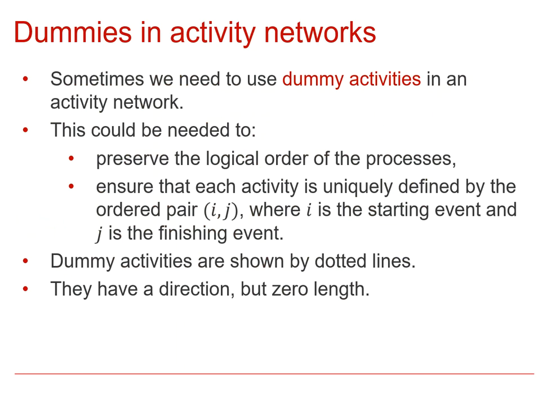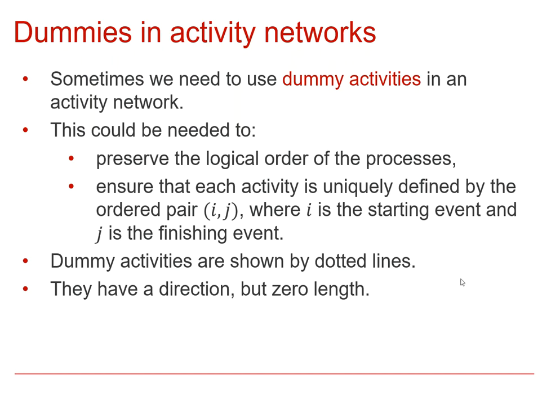Now, there are two reasons why we might need to use these so-called dummy activities in an activity network. The first reason is to preserve the logical order of the processes, so in order to make sure that two activities that we know must happen in a certain order actually do so, and that is represented in our graph. And also was a requirement that was mentioned in the first video that every activity is uniquely defined by an ordered pair of events, and sometimes it's impossible to do that without using dummy activities.